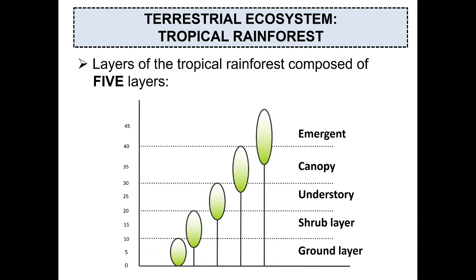The 5 layers: the highest layer is the emergent, more than 40 meters high of trees. Then we have the canopy, understory, shrub layer. Shrub ni kita panggil sebagai semak. Ground layer, the forest floor. Ada setengah reference digunakan forest floor. So sama ground layer dengan forest floor.